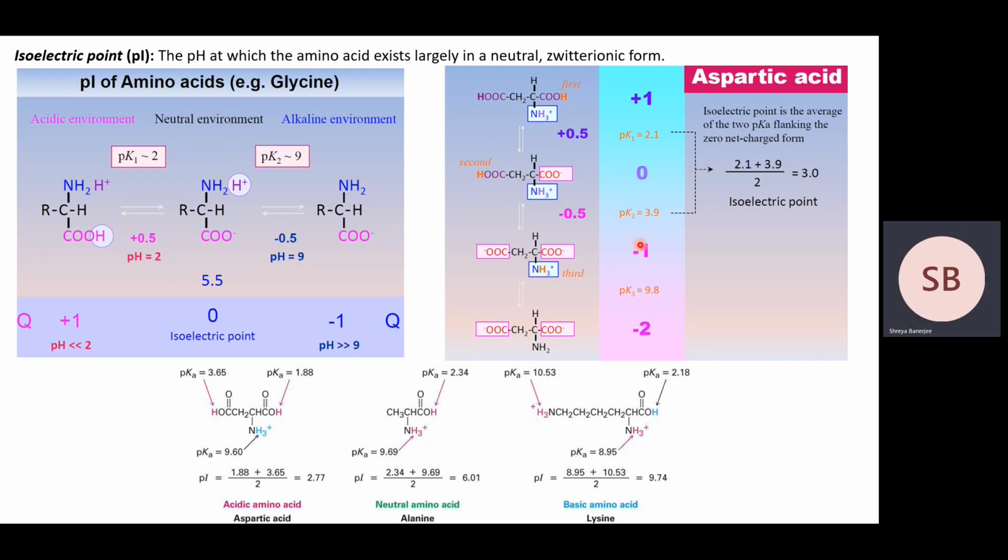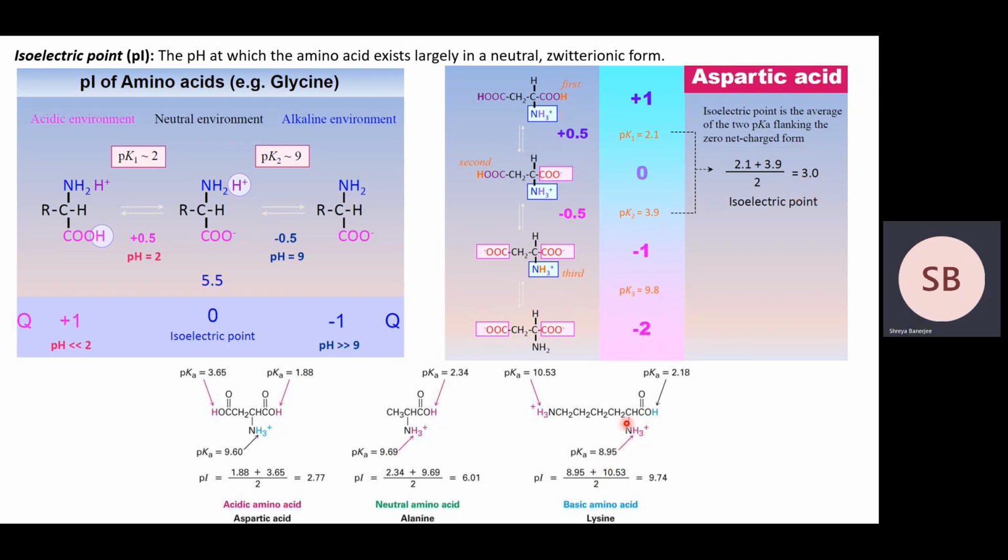At pKa around 3.9, the side chain COOH loses its proton and the molecule gets a net negative charge. If we increase the pH further to 9.8, then the main chain NH3+ also loses the proton and the molecule gets a net -2 charge. Now, if we want to find the isoelectric point, or the pH at which the zwitterion exists, we need to take the average of the two pKa's on either side of the zwitterionic form. So the average of 2.1 and 3.9 will give us 3.